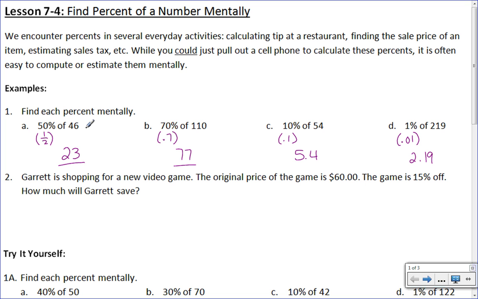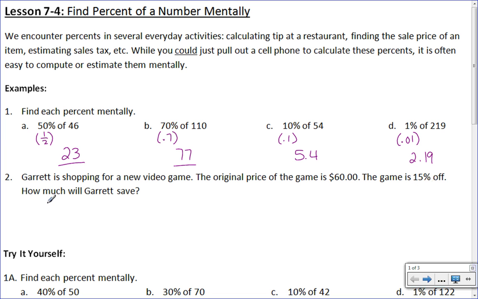Alright, let's look at example 2. Garrett is shopping for a new video game. The original price of the game is $60. The game is 15% off. How much will Garrett save? This is one of those where you could actually be standing in a store looking at a video game that's $60 and is now 15% off. So we want to be able to do this without having to pull out a phone to calculate the actual price of the game.